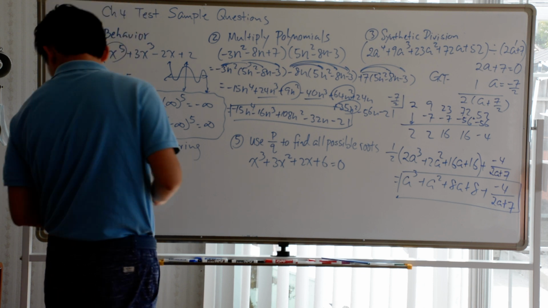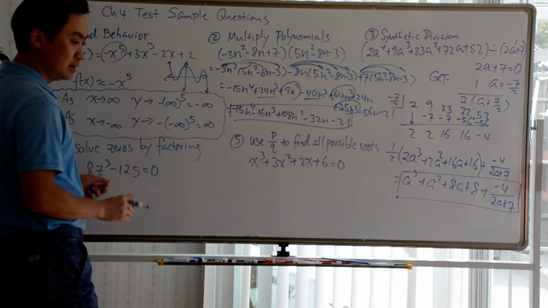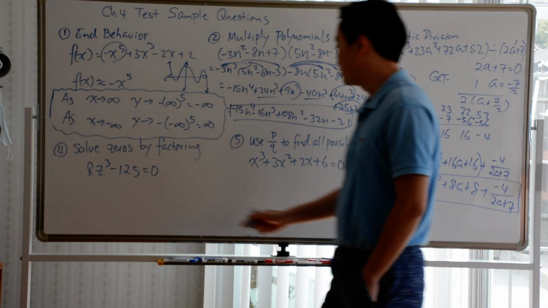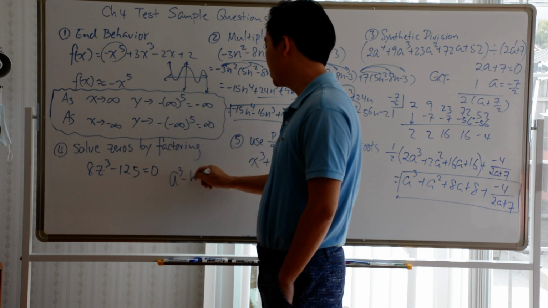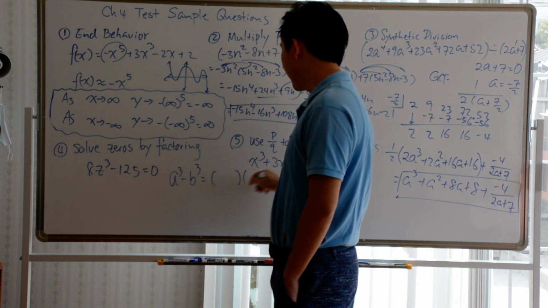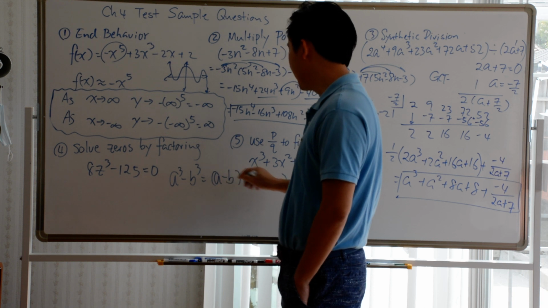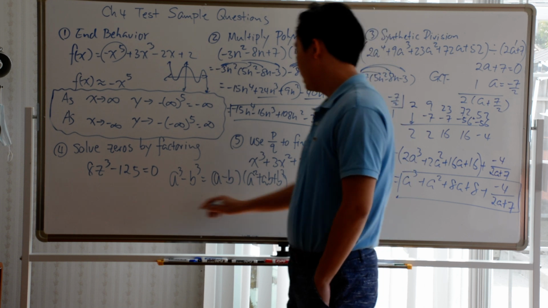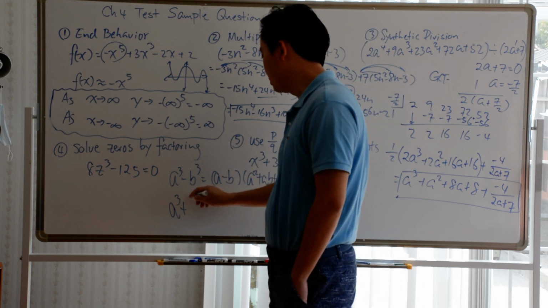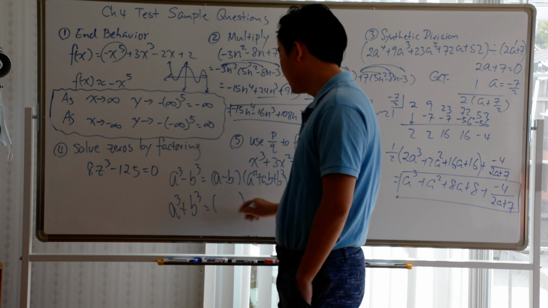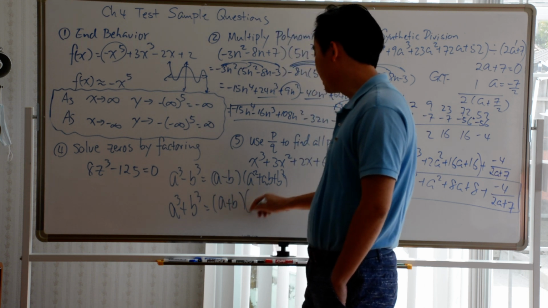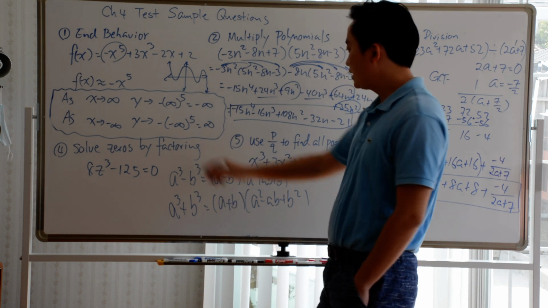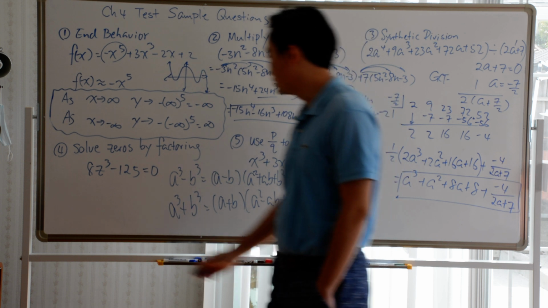And then for number 4, you want to find the zeros by factoring. So one thing that we notice is the difference of two cubes. So for the difference of two cubes, we have a cubed minus b cubed. Once you factor it, we have a minus b times the quantity of a squared plus ab plus b squared. And then for the sum of two cubes, we have a cubed plus b cubed. So that will be the quantity of a plus b times the quantity of a squared minus ab plus b squared.